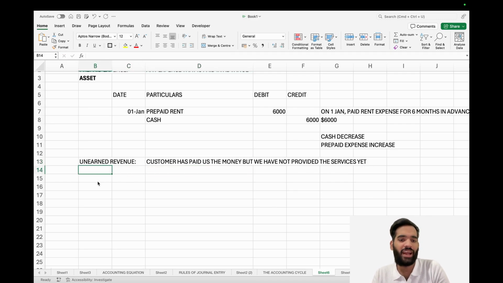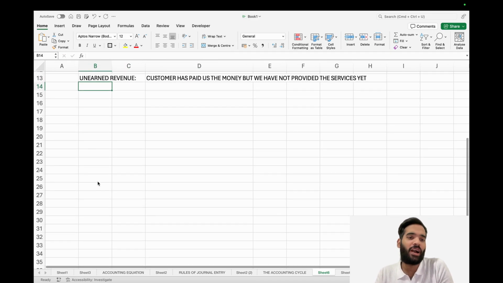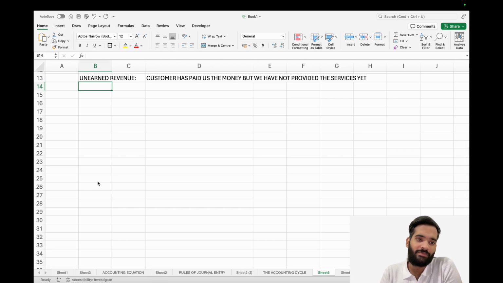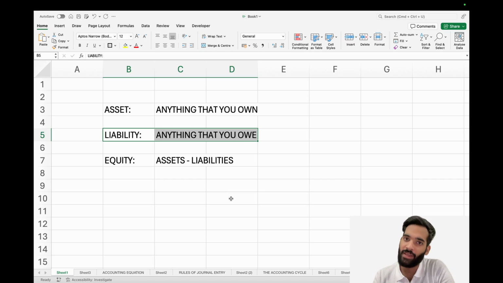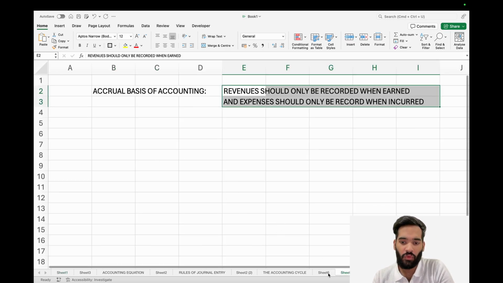Now here we have to again ask the same question. What type of account is unearned revenue? If I have received the money, but I haven't done the work, I cannot actually say this is a revenue account, because revenue is only recorded when you do the work. So think of it this way. When you receive money, but you still have to do the work, this means you owe work to the customer, right? You still have to do the work for the customer. You owe the work. So anything we owe is called a liability.